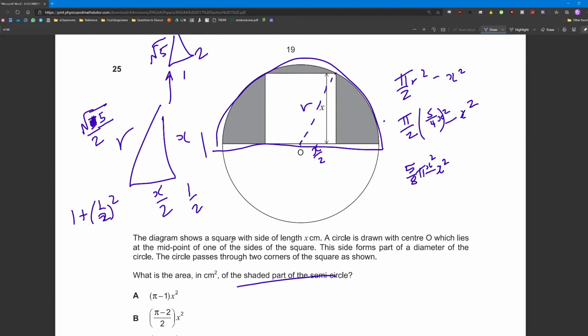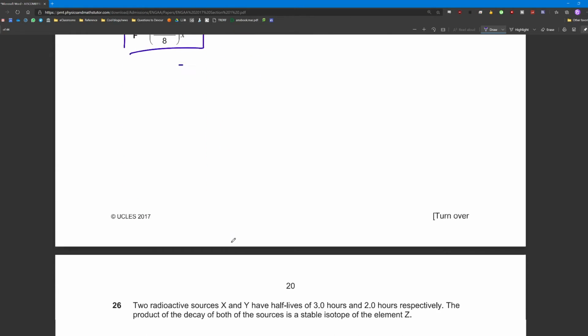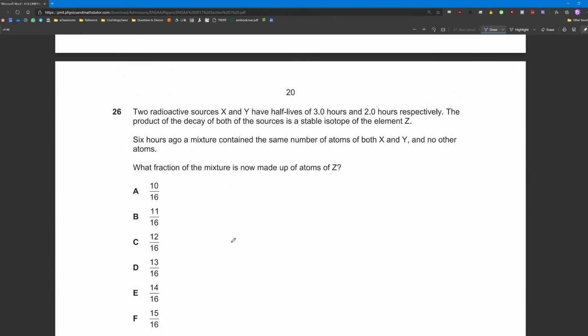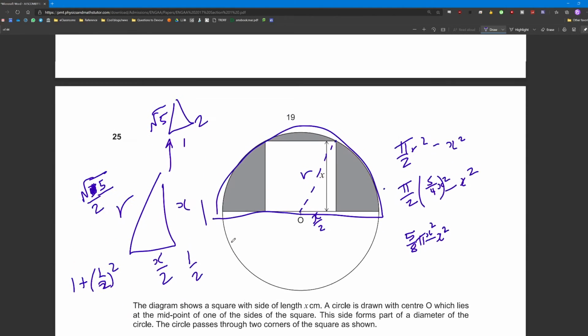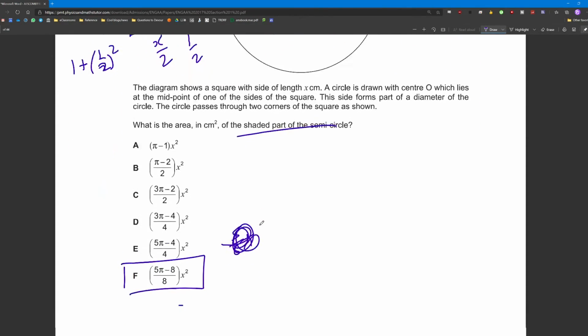25F. Yeah, this is a pretty satisfying question. 2 radioactive sources, X and Y. Okay, just to reiterate, the strategy I used here is first, we notice that r is a necessary quantity, and we find this expression for the area. It's pi r squared minus x squared, because you're looking for the semicircle minus the square. In these shaded area questions, it's usually a big shape minus a little shape.